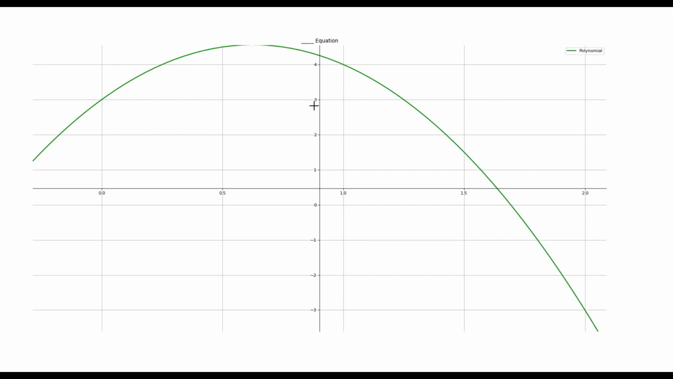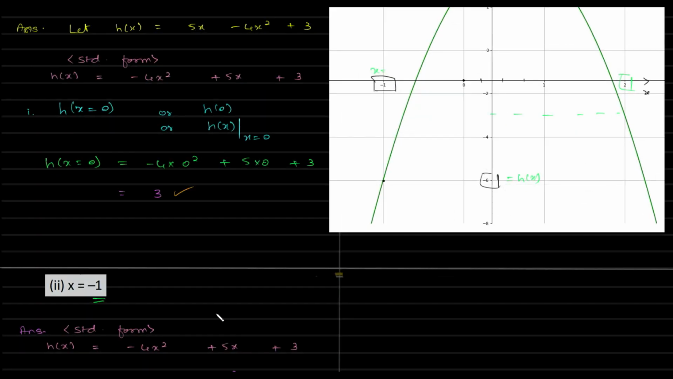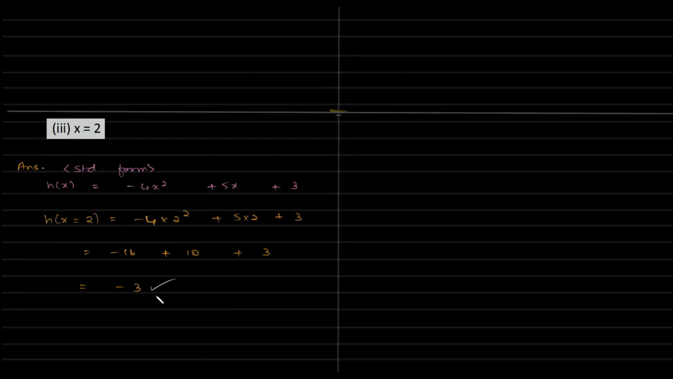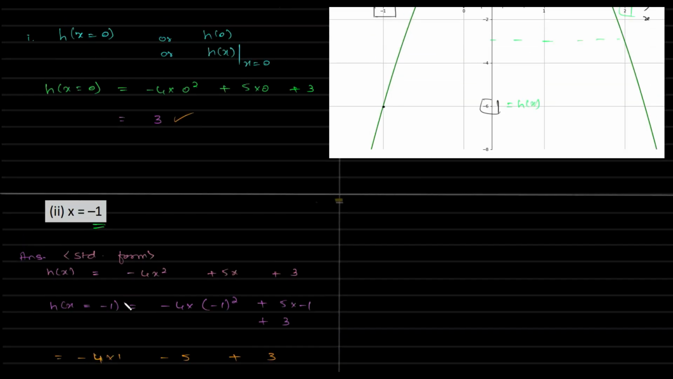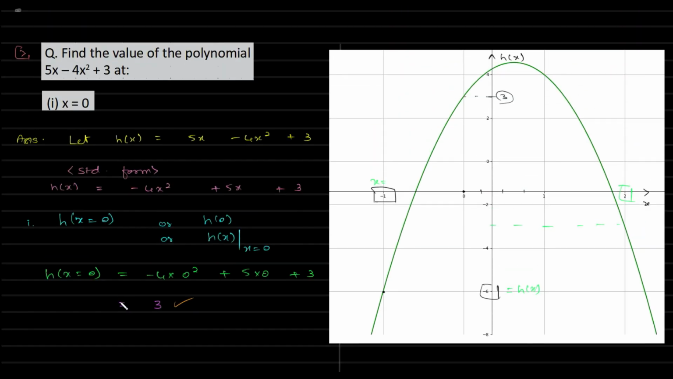That's correct. And for x is equal to 2, check where the graph is cutting this particular vertical line, and it is at minus 3. So h of x is minus 3. So for an input of 2, h of x is minus 3. Okay. So this is your overall answer. Understood how to make use of the graph?